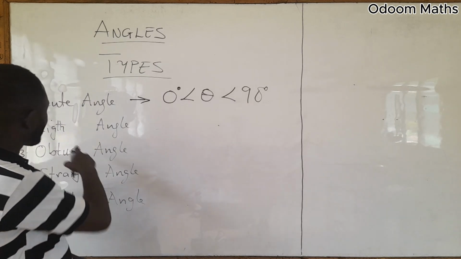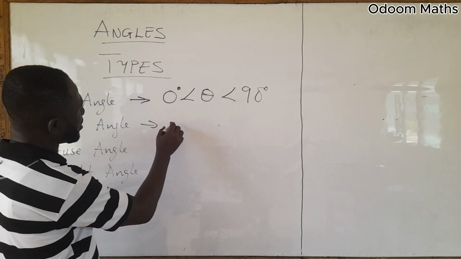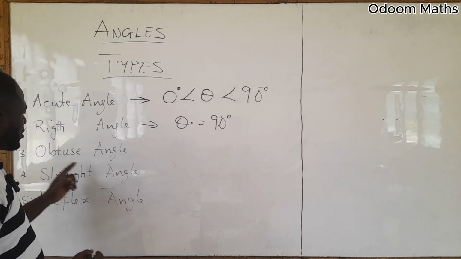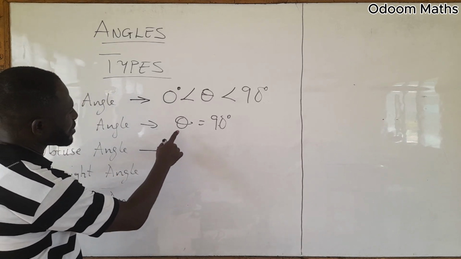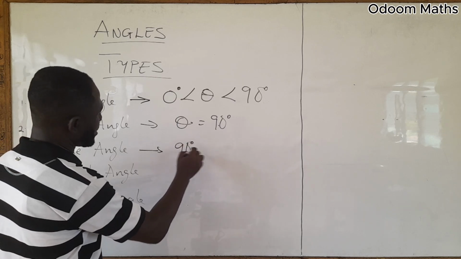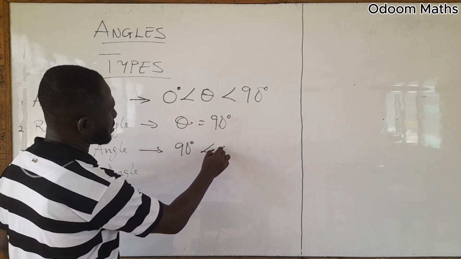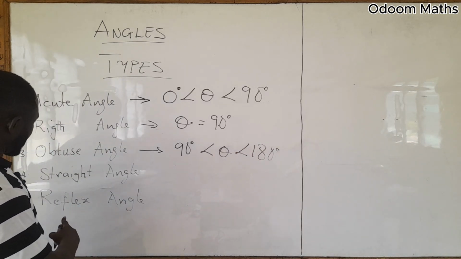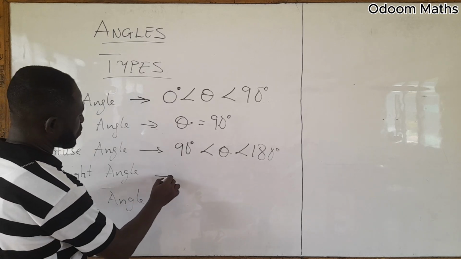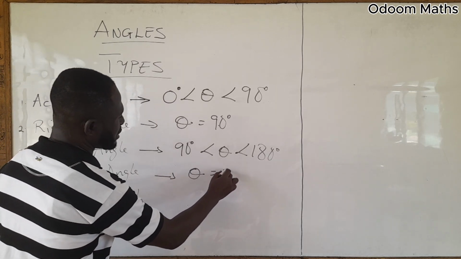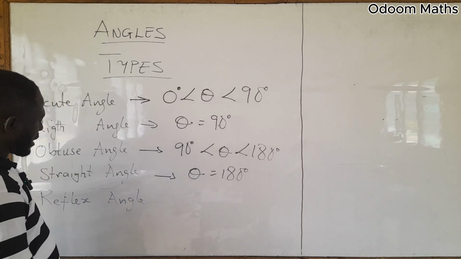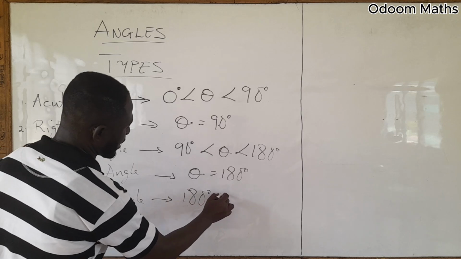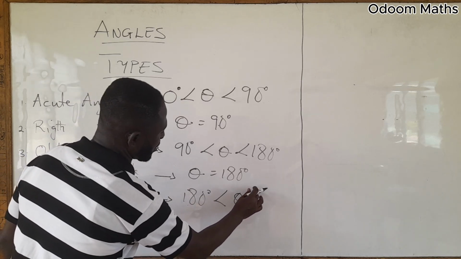Then the right angle, which is exactly equal to 90 degrees. Then the obtuse angle, which measures between 90 and 180. Then the straight angle, which is exactly 180 degrees. Then the last one, reflex, which measures between 180 and 360 degrees.